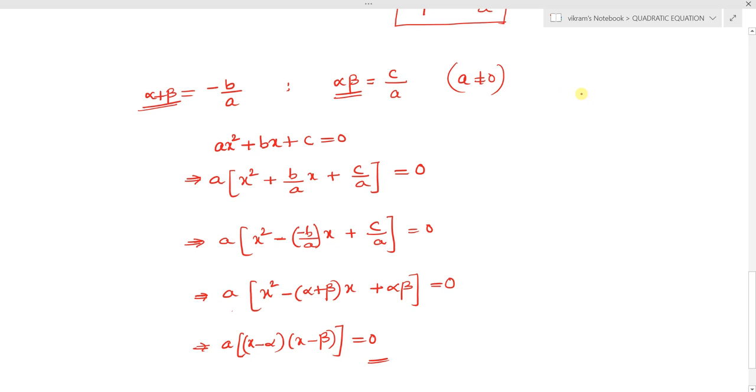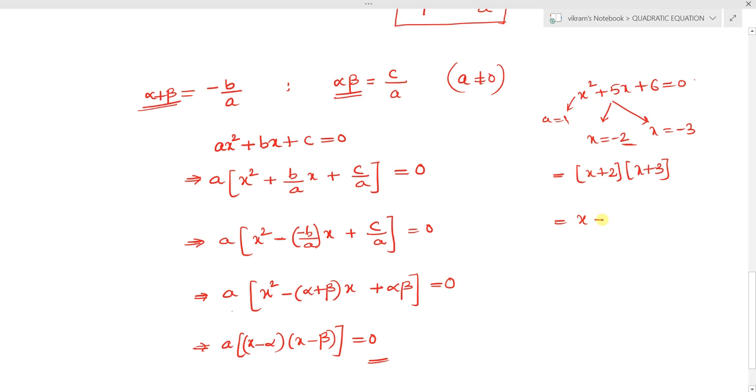Okay, so for example, we have a quadratic equation x square plus 5x plus 6 equals 0. If we solve this, we obtain the roots as x equals minus 2 and x equals minus 3. And here a equals 1. Then the same thing can be written as 1 into x minus alpha, so alpha is minus 2, so what is it? x plus 2 into x plus 3.